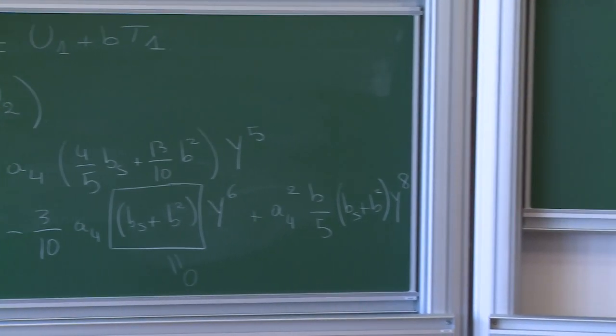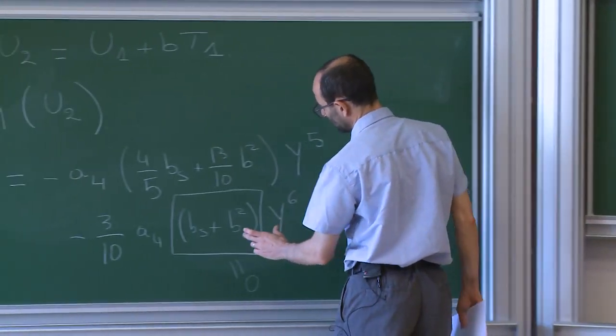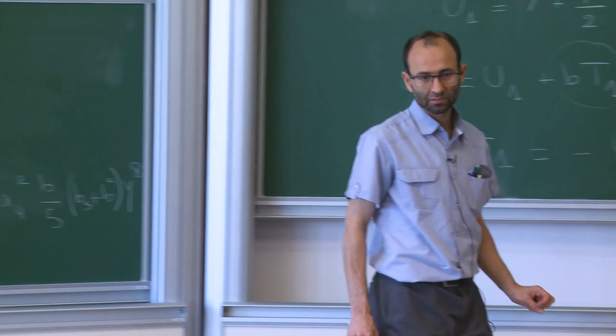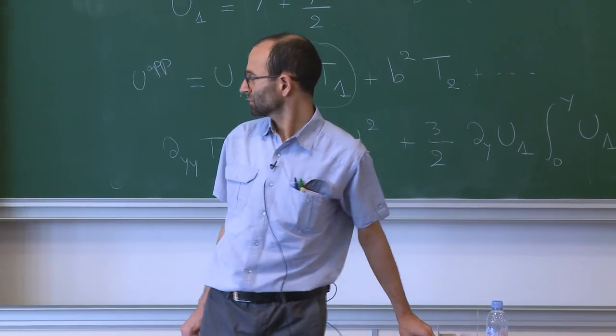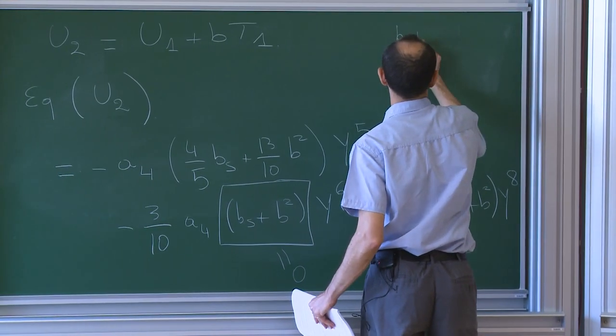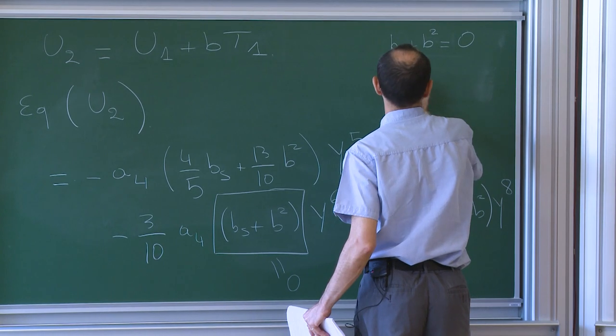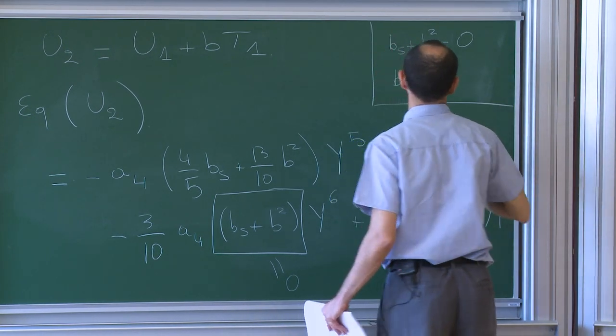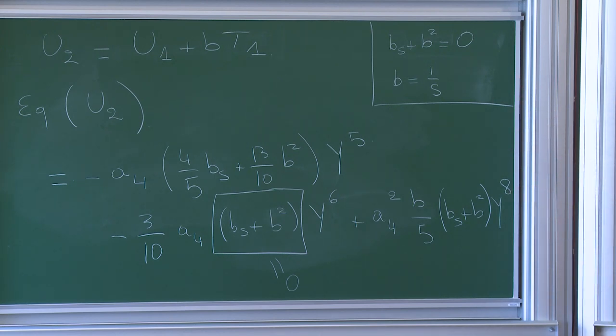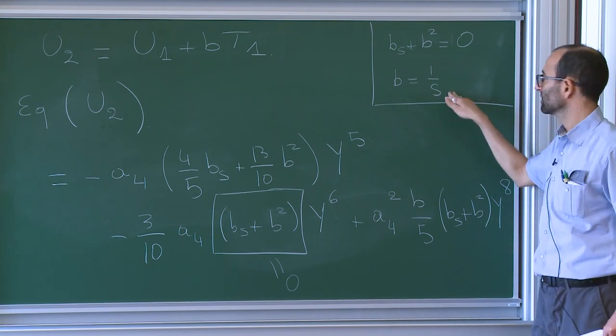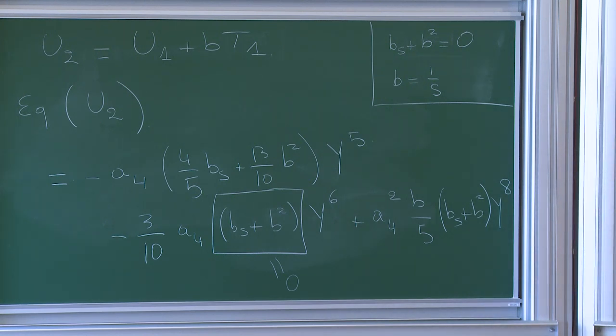But in the construction of the approximate solution, we can just replace B. I'm going to choose BS plus B2 to be zero, which means B equals 1 over S. So whenever I construct my approximate solution, each time I see B, I can replace it by 1 over S. Of course, if you do that, then you can keep constructing your approximate solution to any order.